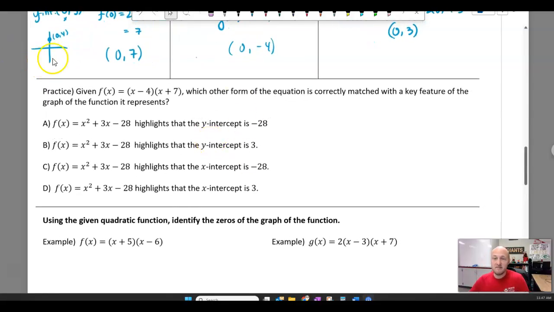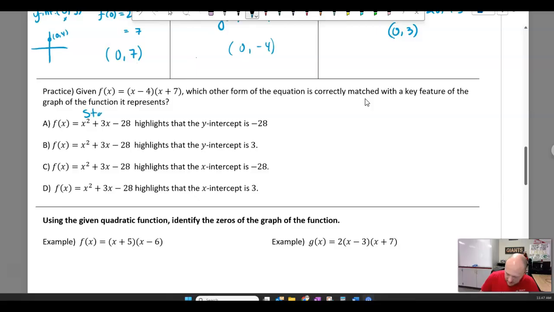Awesome. Okay, same idea on this multiple choice question. It says, given the function f of x, which is x minus 4 times x plus 7, which other form of the equation is correctly matched with the key feature of the graph of the function it represents? So we have some situations here where we see a standard form, and it says it highlights the y-intercept, highlights the x-intercept. So what is it? Try this one. I'll show you the answer here in a second. A little tricky on this one.